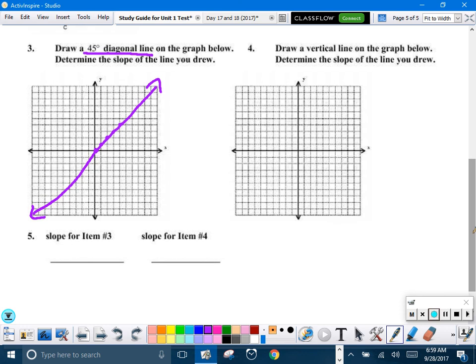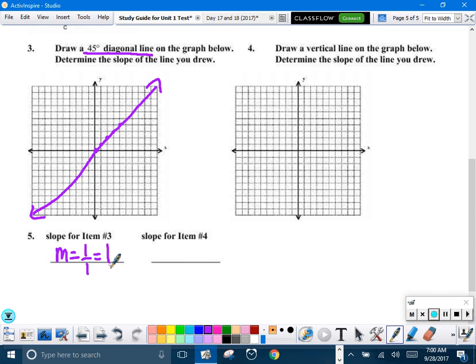That is a diagonal line of 45 degrees. Now, the slope of that, I said it as I was drawing it. The slope, remember slope is m. It's 1 over 1, rise over run, which is just 1. The slope of a 45-degree diagonal line is 1.